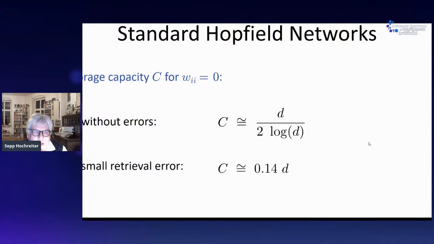And this is reflected by the storage capacity. How many patterns can I store without having these overlaps on average? And that's linear in D. D is the space in which these patterns live. It's the length of these binary vectors. And if you want to retrieve without errors, you have D divided by a term in log D. If you allow small retrieval errors, it's 0.14 times D. It's linear in the space where these patterns live. And that's not much you can store.